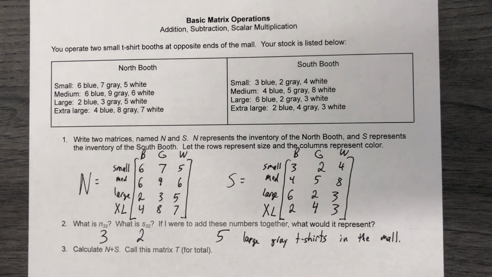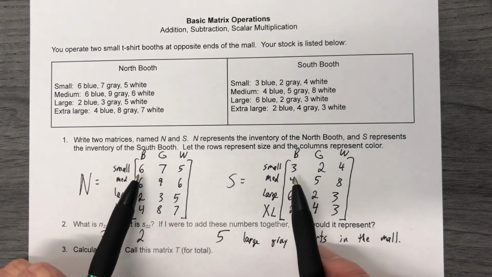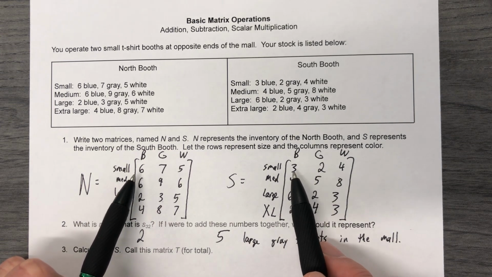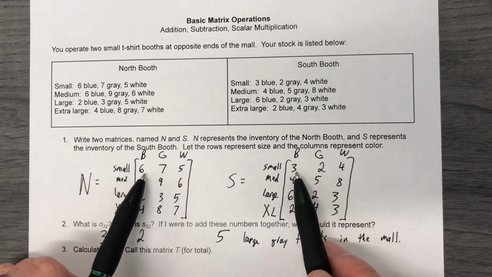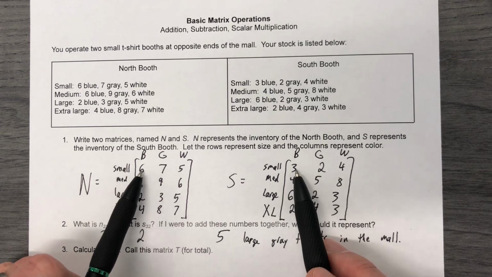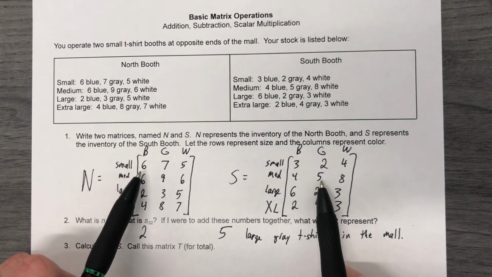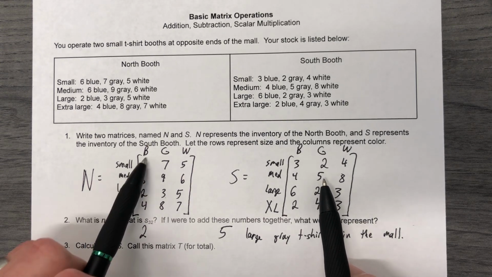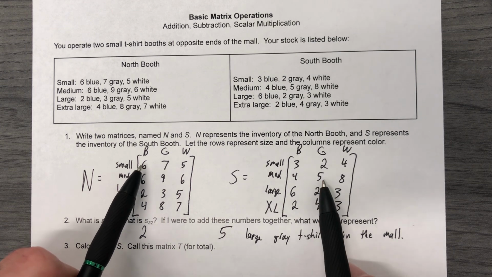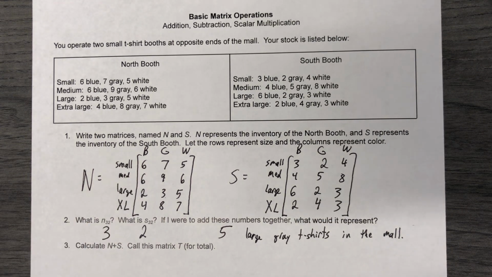So let me grab another pen and I'll point and you'll see what I mean. If I was going to add 6 plus 3, it makes sense because I have small blue t-shirts plus small blue t-shirts. I'm not going to add this 6 plus that 5 because I'm adding 6 small blue plus 5 medium gray, and the context of that doesn't make sense.